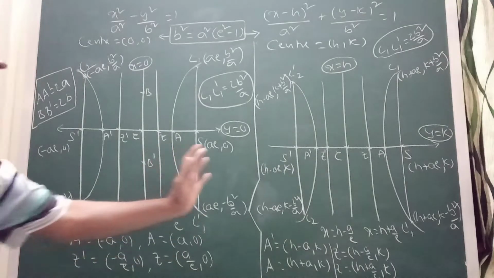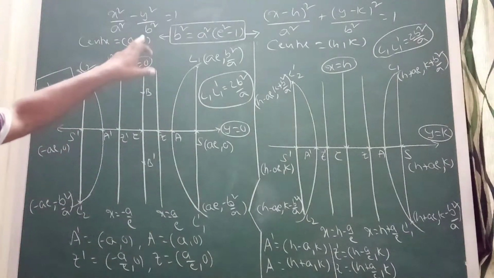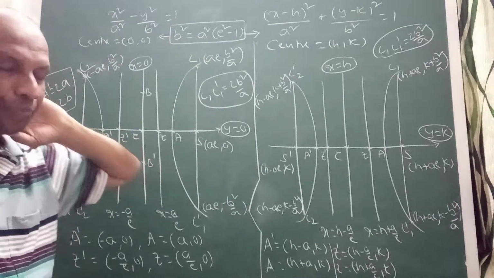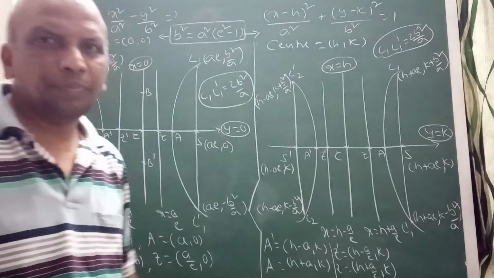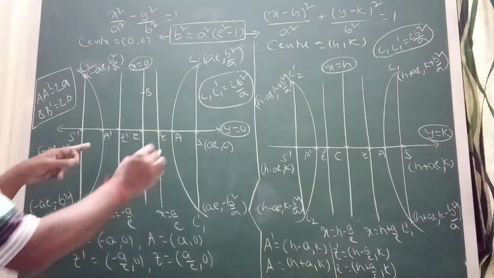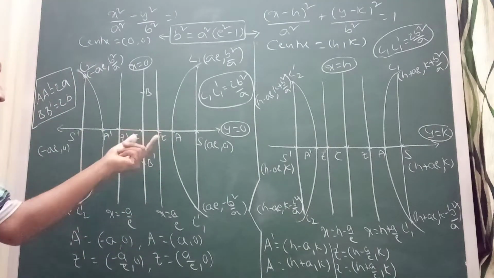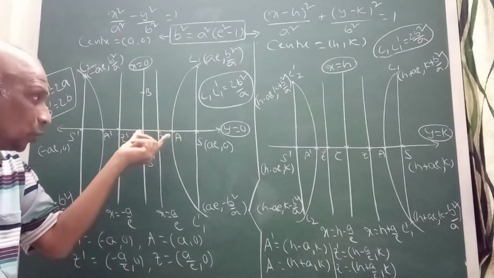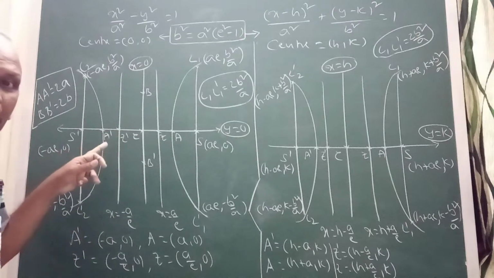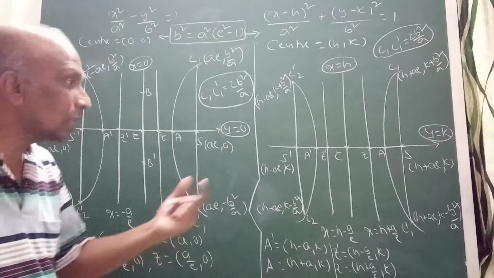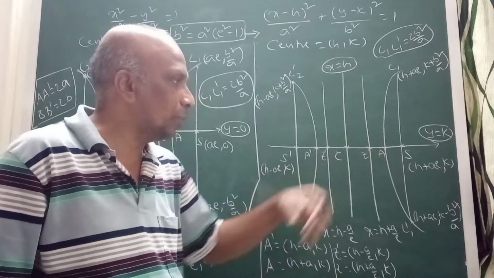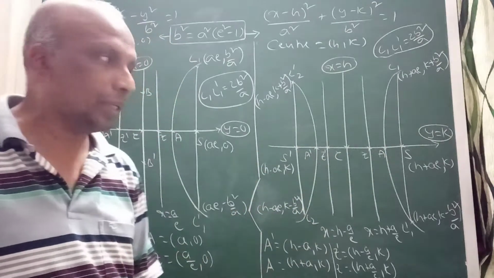Again, see the comparison of both the hyperbolas: center 0, 0 with x square by a square minus y square by b square equal to 1, and the hyperbola when the center is h comma k. Vertex, this is A dash. What is the vertex? The distance CA is always fixed. C to A, the distance is always a units. So that is the reason A will be a comma 0, and A dash will be minus a comma 0. At the same time, when the center is h comma k, the distance will be fixed. So A will become h plus a comma k, and A dash h minus a comma k.